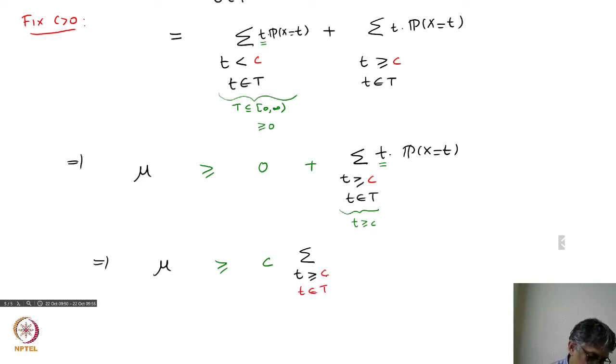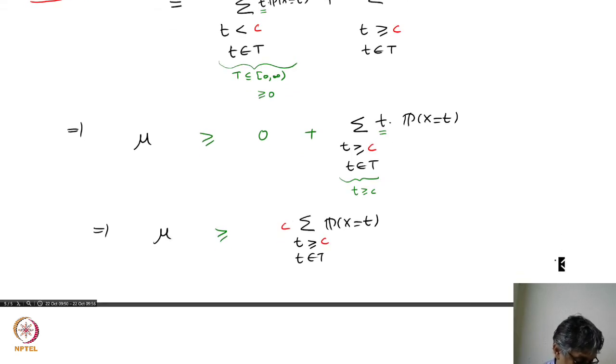t is in T, probability x equal to t. Here I'll just replace the t by a c, so I remove the c outside. I can do that because every term is bigger than or equal to c, so the sum has to be bigger than or equal to c times the sum. Now this will imply what?